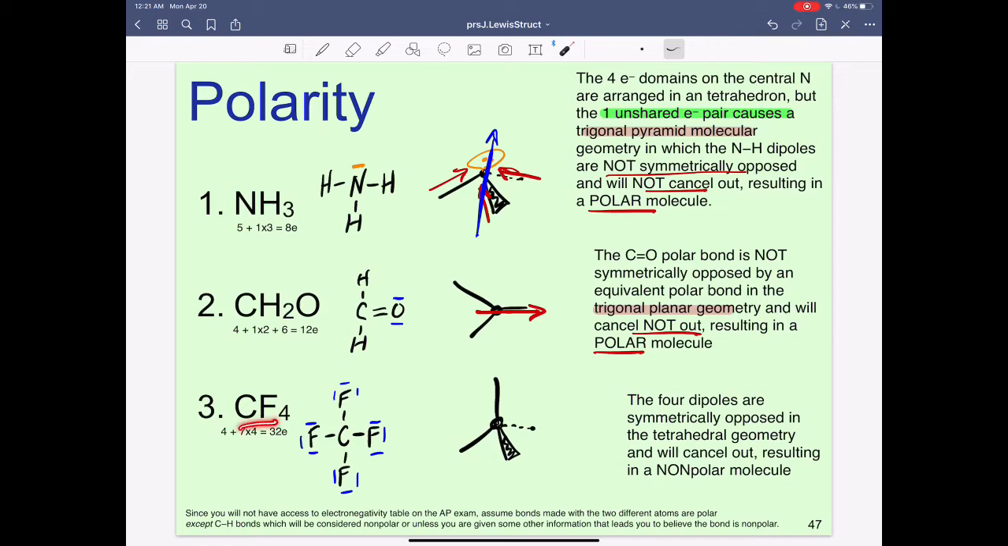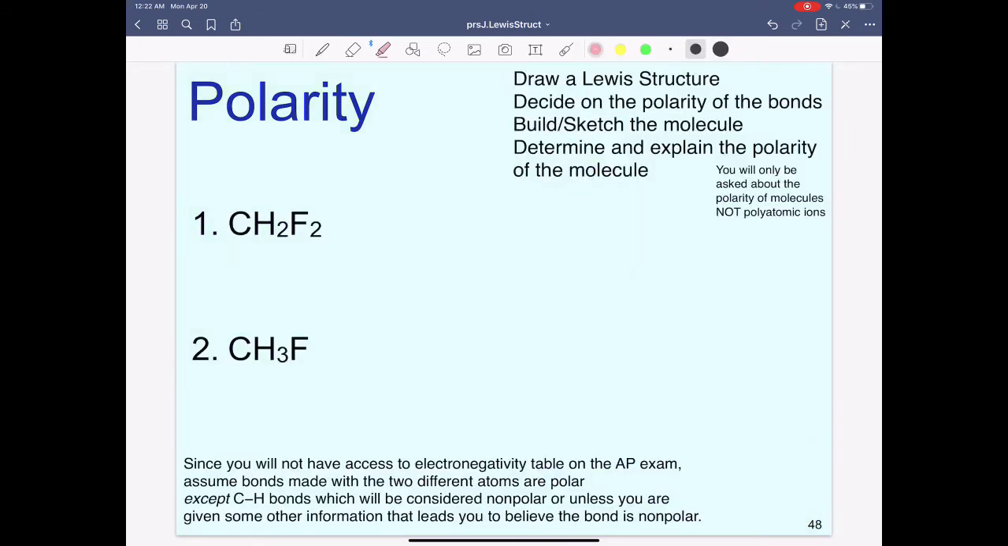The CF4 bonds are very polar, with 4 domains surrounding the central carbon, resulting in 4 dipoles that are symmetrically opposed in this tetrahedral geometry, and they will cancel out, resulting in a nonpolar molecule. Again, important to be able to draw a Lewis structure.